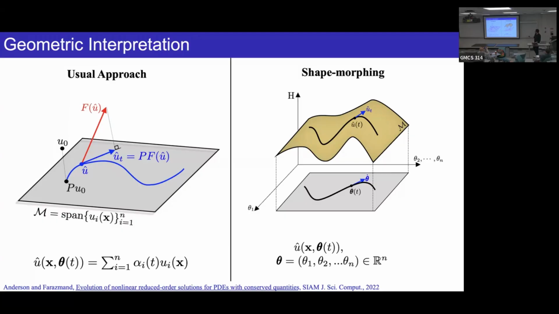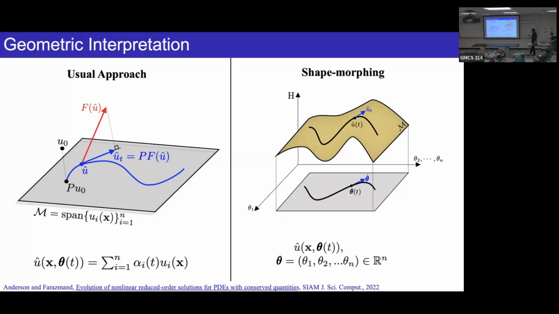So for each theta that I pick, I get a point on this manifold. This manifold is finite dimensional because I have a finite number of parameters. However, note that it's unusual in the sense that the manifold is inside an infinite dimensional function space, meaning that every point on this manifold is a function of x itself. But nonetheless, it's a finite dimensional submanifold of that infinite dimensional space. So that's the geometric interpretation of shape-morphing solutions.